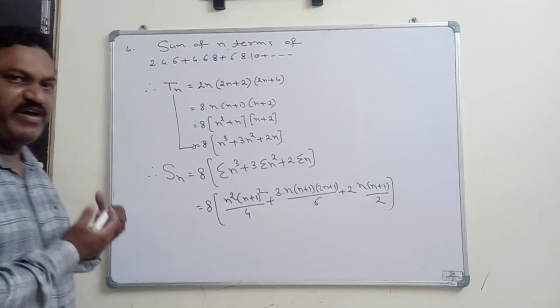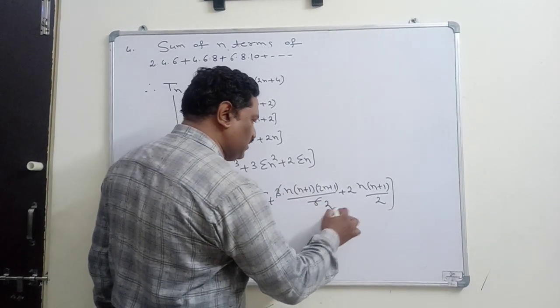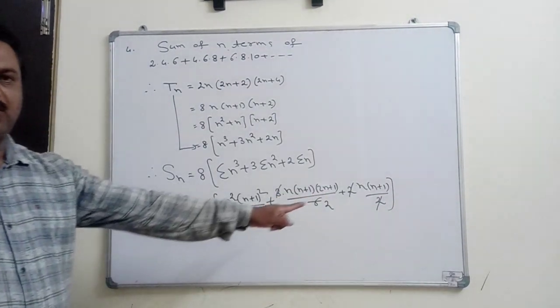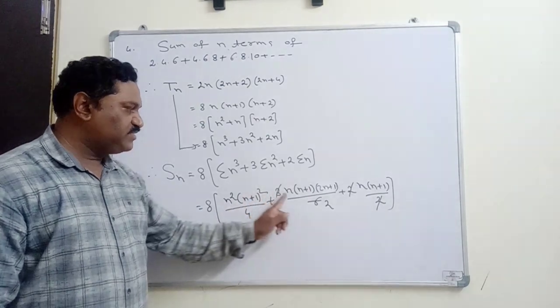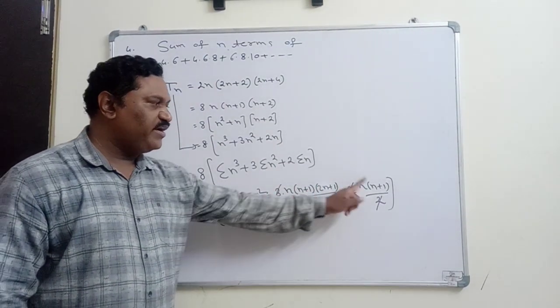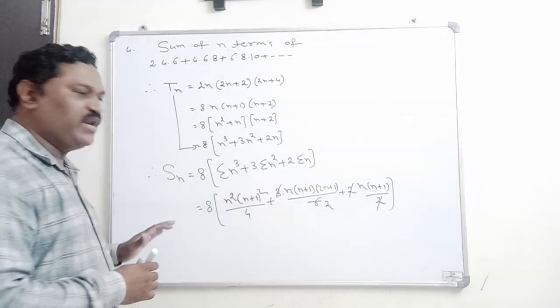Now we have to simplify this carefully. For that, 3 1s are 3, 2 3s get cancelled, and here 2 and 2 are getting cancelled. Now observe all the 3 terms. From all the 3 terms I can take n in common. Similarly, in all the 3 terms n plus 1 is also in common. This way from all these 3 terms we will take n into n plus 1 as the common.